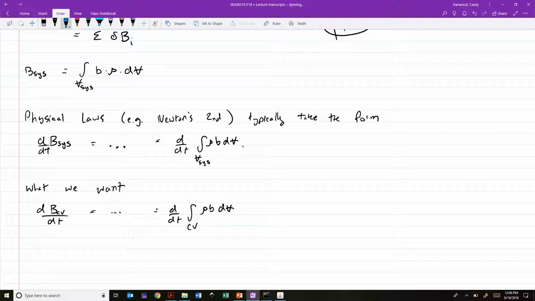The problem is these two things are not the same. Okay, these two integrals, because the integration domain, volume of a system versus a fixed volume in space, right, they really have nothing to do with each other. So this is going to be the job of, again, this thing called the Reynolds transport theorem that's going to allow us to apply these physical laws as written for systems using control volumes and control surfaces.